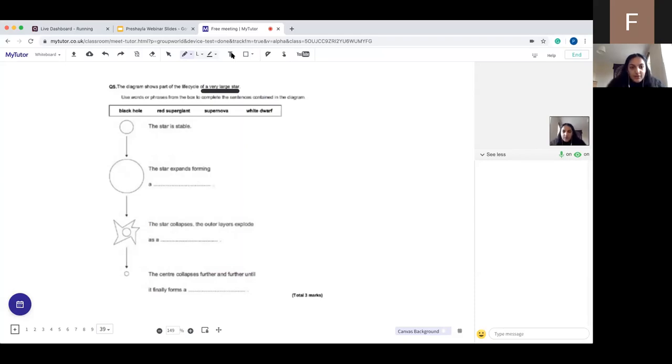Okay, so if the star is stable, we know that it can start to expand. Now we know that it's a very large star, so it's much, much bigger than the sun. So it's going to follow that right-hand path of our flow diagram. Now, you may not remember, but the first kind of thing that it gets to is a red supergiant. Okay, so if it's bigger than the sun, it's going to become a red supergiant.